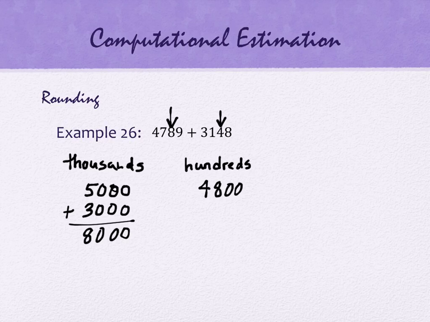3,148, this 4 would tell me that what happens? The 1 stays, and then I round the others back down to 0. So this would be 3,100, right? I add these together, what do I get? 7,900. Are the answers close? Yeah, they should be. I mean, they should be relatively close.